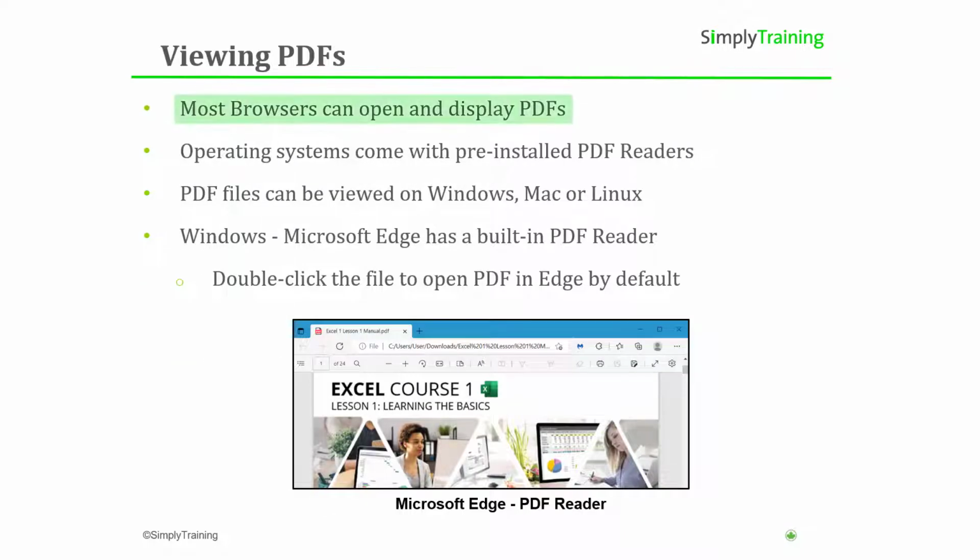Today, most browsers are fully capable of opening and displaying PDF files, and most operating systems come standard with a basic pre-installed PDF reader. Because of the general adoption of the PDF file format across major operating systems, the same PDF file can work on Windows, Mac, or Linux and still look the same way. Microsoft's default internet browser, Edge, comes pre-installed with the Windows operating system and comes standard with a built-in PDF reader. All you need to do to view a basic PDF is to double-click on the file, and it will open in Edge if no other PDF reader has been installed on your device.